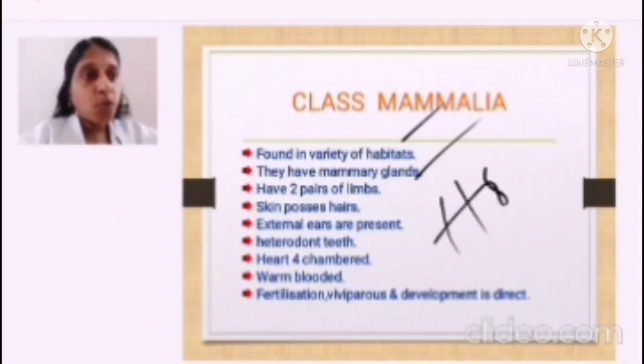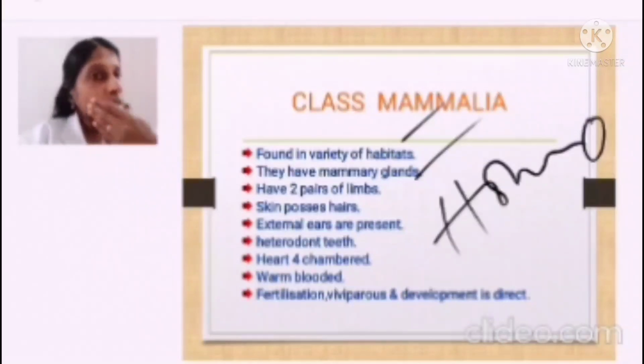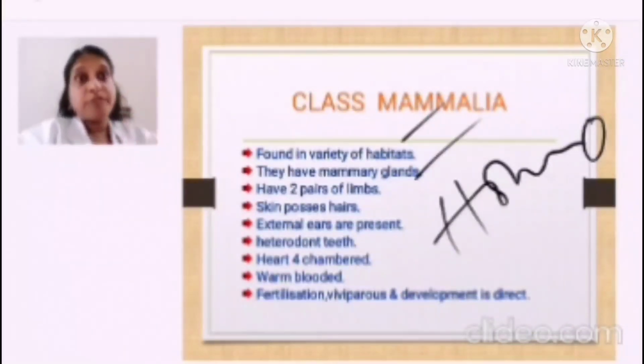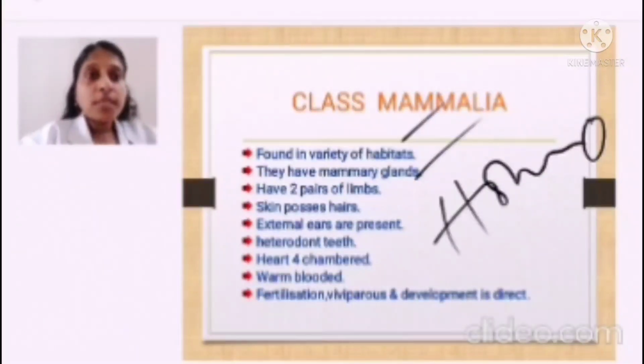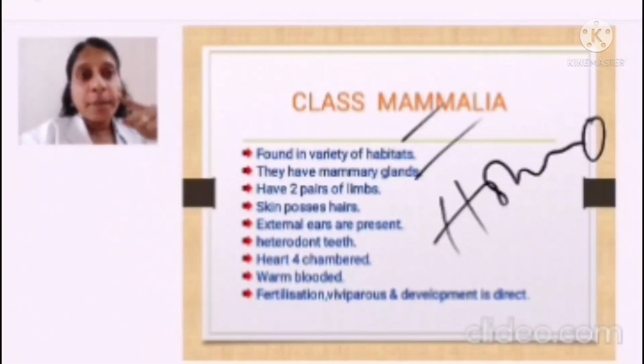What do you mean by homodont? Homodont means all the teeth which are present will be the same. They will not have different shapes, then we call it homodont. Like a lizard, if you see, they have the same types of teeth. Now heterodont means that the teeth are different. Incisors are different from canines, are different from premolars, are different from molars. So all the teeth, when you see, are not similar.